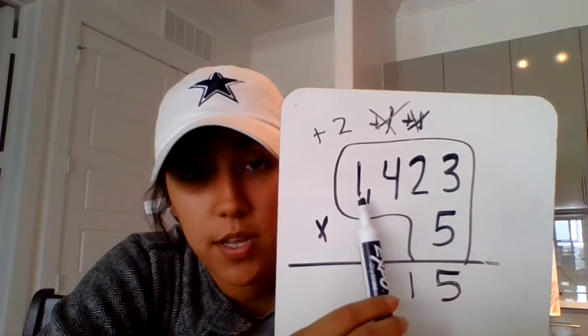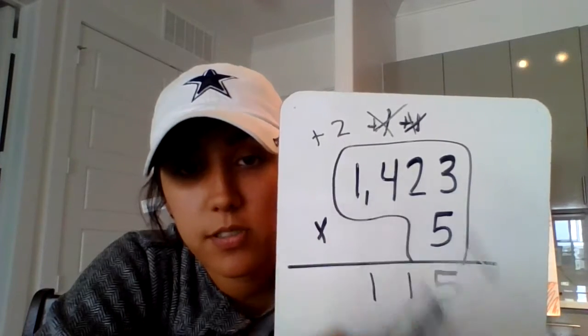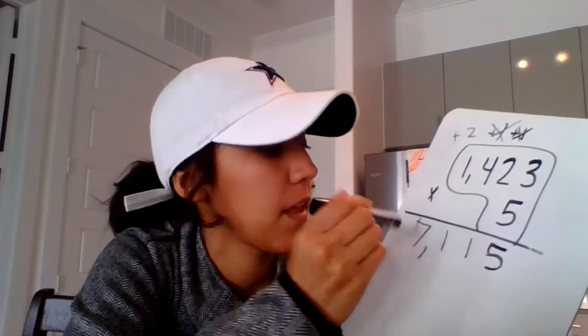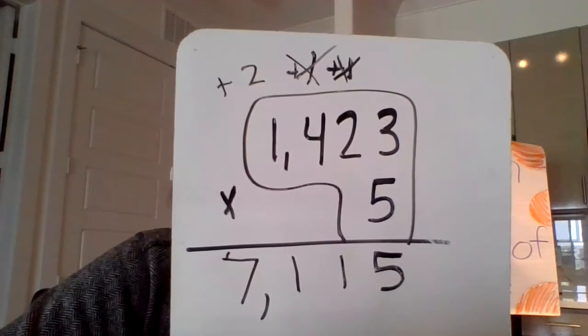5 times 1 equals 5, plus 2 equals 7. So your final answer, boys and girls, is 7,115.